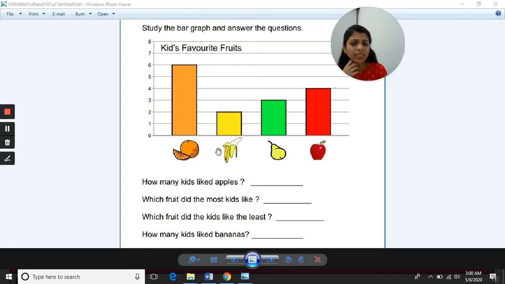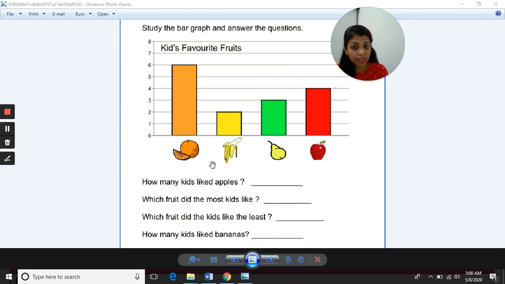Then the last question: how many kids like bananas? How many kids like bananas, class? So what are we going to do? We are going to do exactly the same. I'm going to take my pointing finger, and it is ending over here, right? So I'm going to drag it and stop. It stops at 2. So there are only 2 kids who like bananas. So yes, that's it.